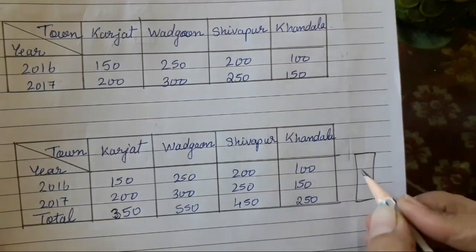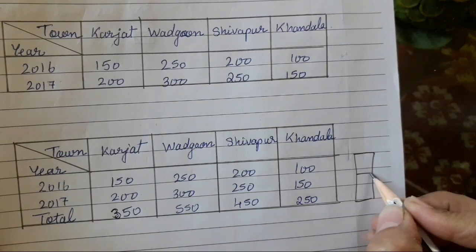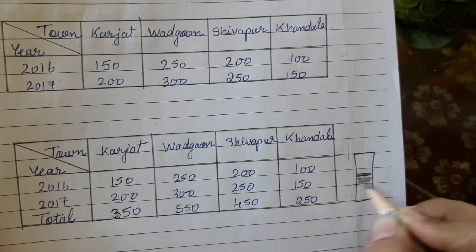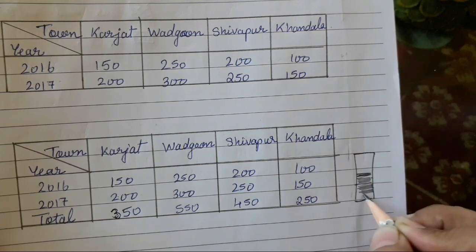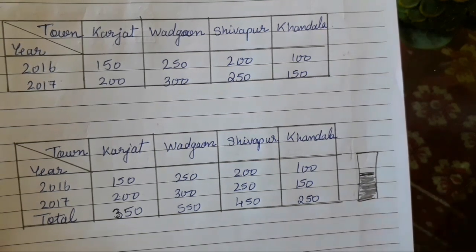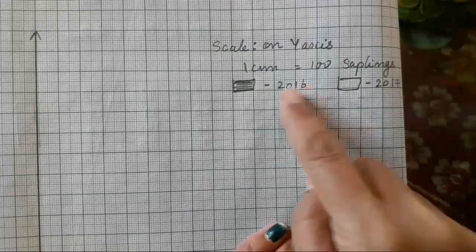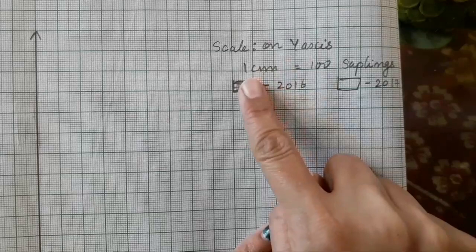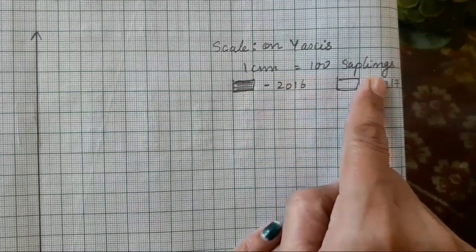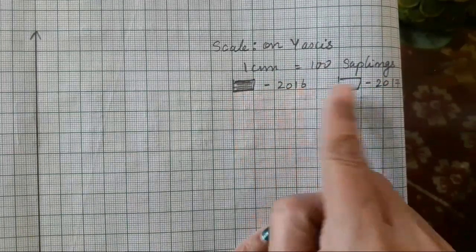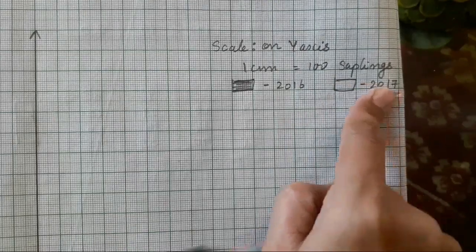So this is going to be our bar. The shaded portion we will take for 2016. Is it clear? Let's draw it now. Now the scale I have taken on the y-axis: 1 centimeter is equal to 100 saplings. Shaded is 2016. Unshaded part is 2017.